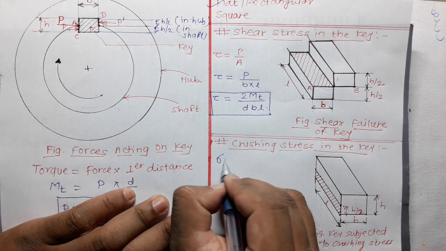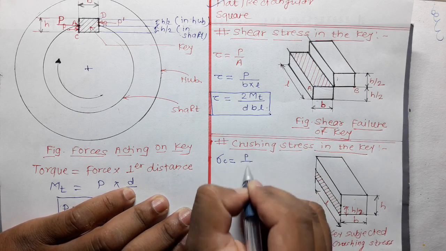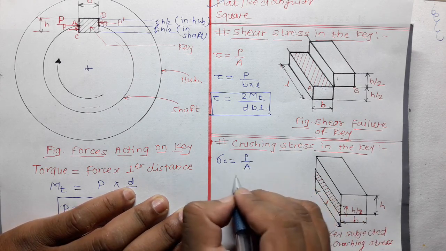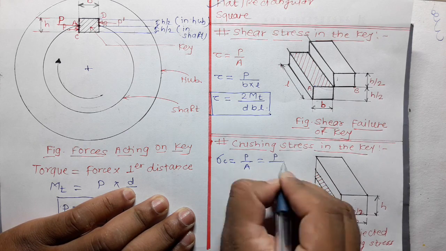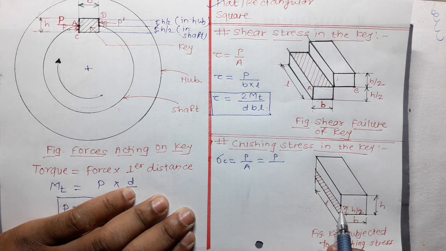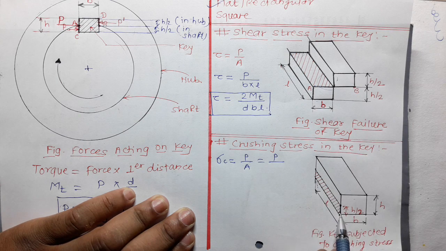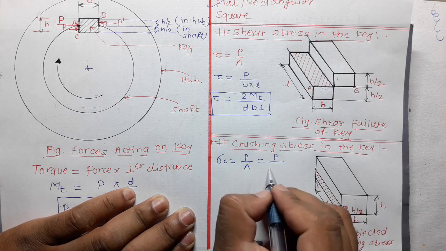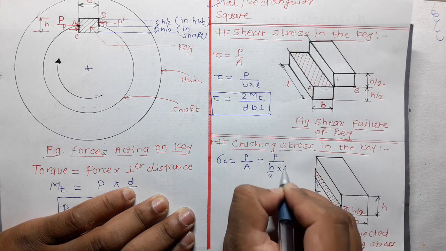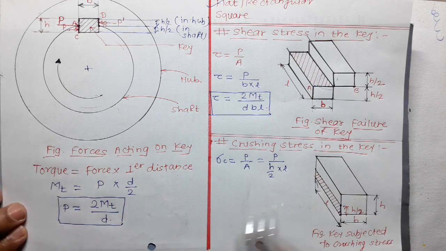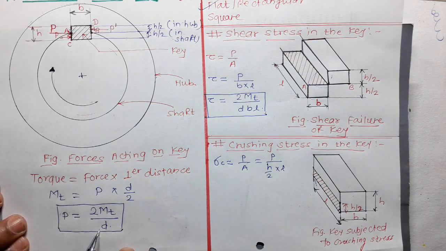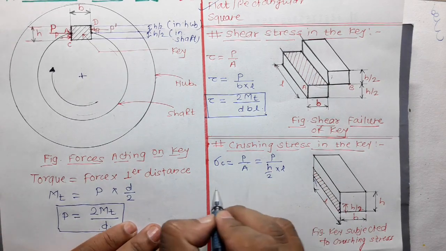We know that crushing stress sigma c is given by P upon A. In this equation we can put the value of A, that is the area subjected to crushing stress. It is h by 2 into L. The height of this rectangular area subjected to crushing stress is h by 2 and length is L. But we know that P is equal to twice Mt upon D, so we have to put the value of P here.